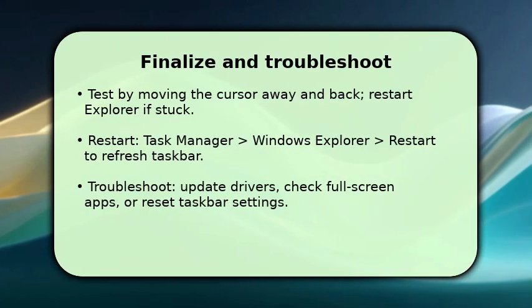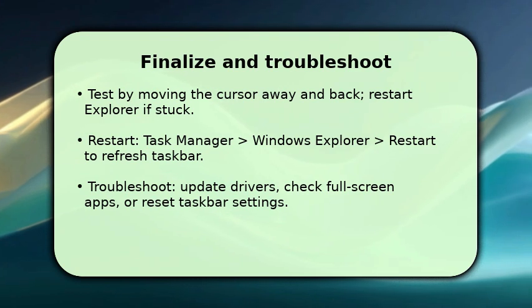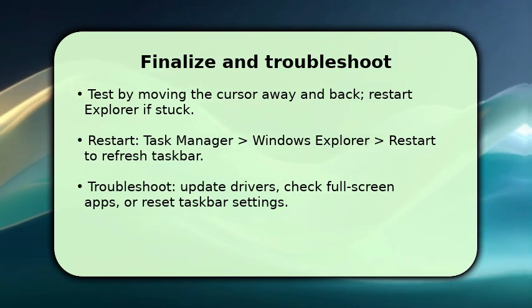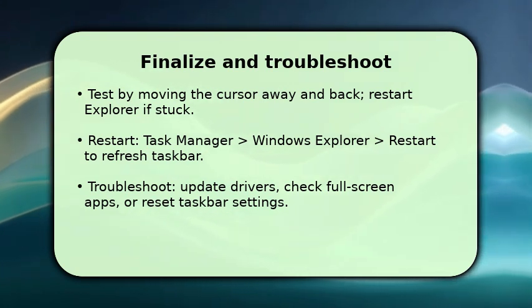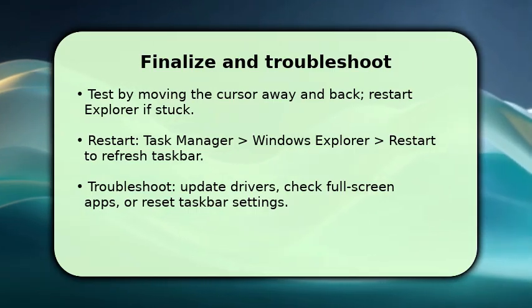To finish, test the behavior. Move the cursor away, wait, then return. If the taskbar won't hide, restart Explorer via Task Manager, select Windows Explorer and click Restart. That often resolves hung UI states.